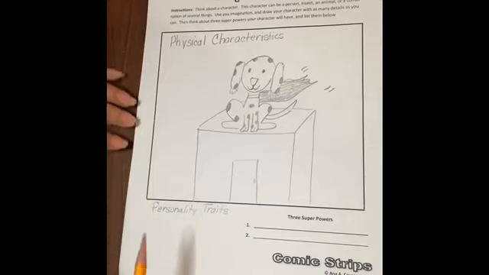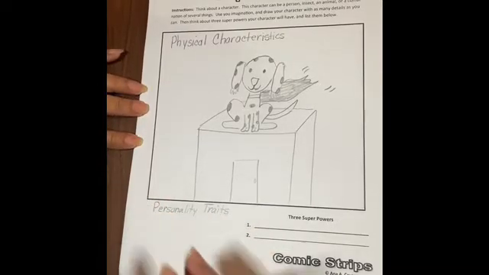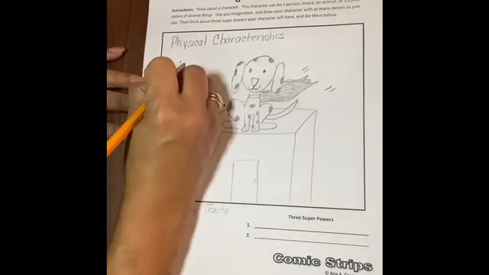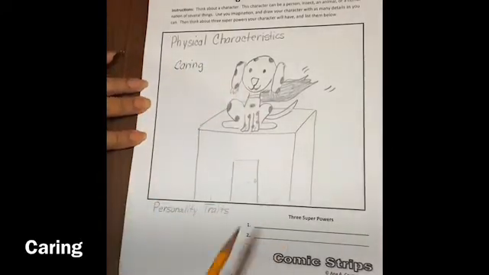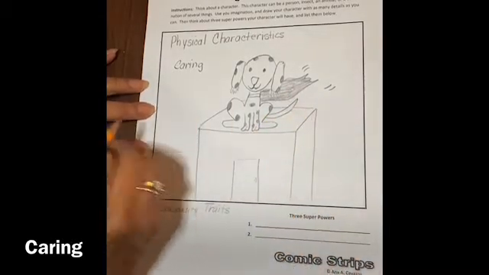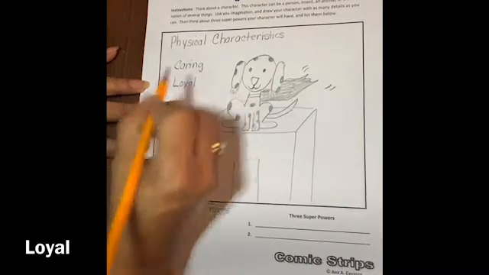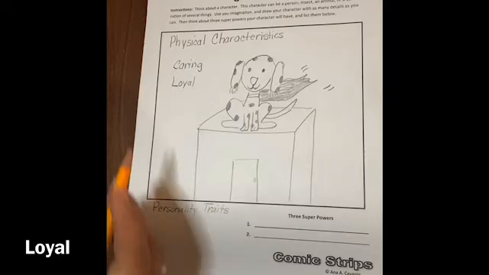So what I want to do is develop my character and show the reader, show you, what kind of pup he is. So he is going to be very caring. He has to care because I'm going to make him somebody who can help people. He is also going to be very loyal. That means that he will defend whoever his family is or his friends are. He will also be very friendly.